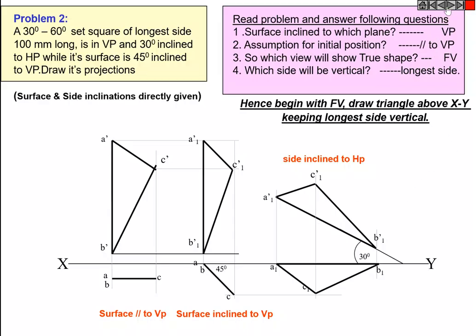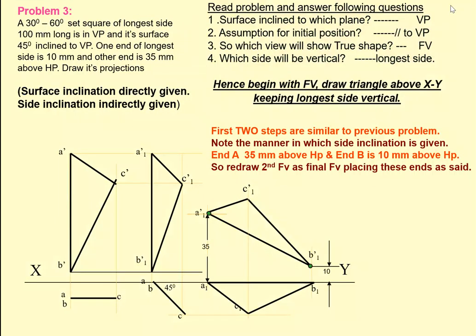We'll see another problem. A 30 degree 60 degree set square with its longest side of 100 mm is in VP and its surface is inclined at 45 degree to VP. One end of the longest side is 10 mm and the other end is 35 mm above HP. In the third position the difference comes. The first two steps are very similar to the previous problem, but in the third step there is a slight difference in where the longer side is going to rest.